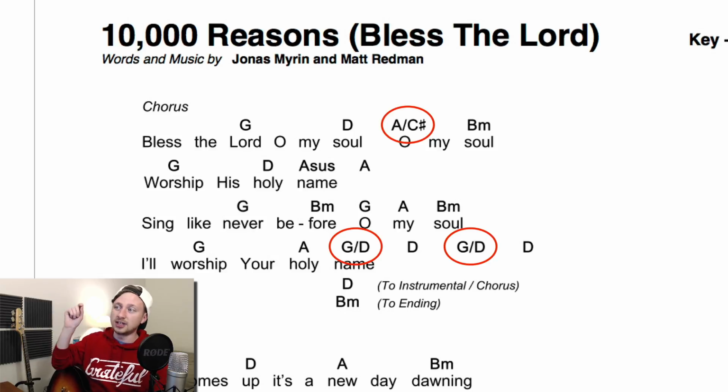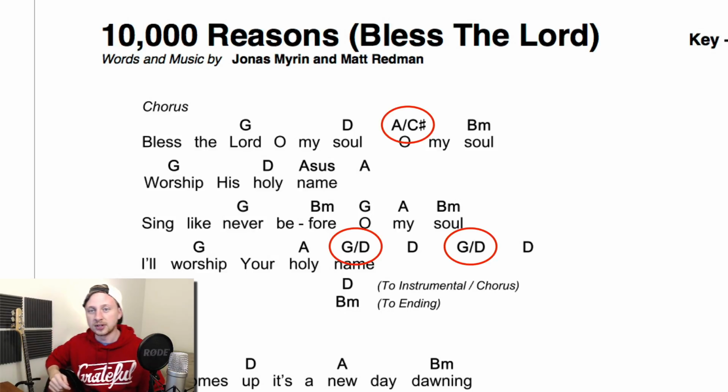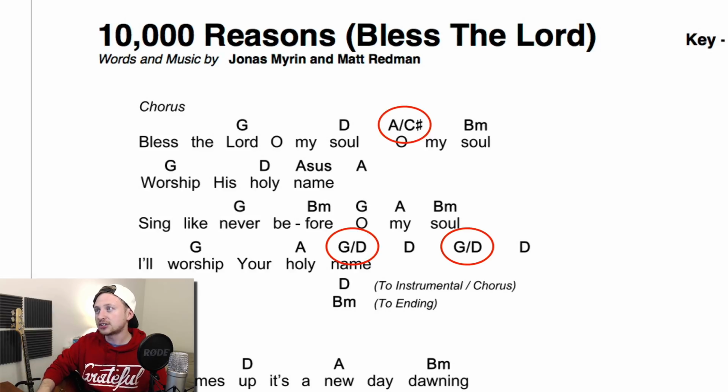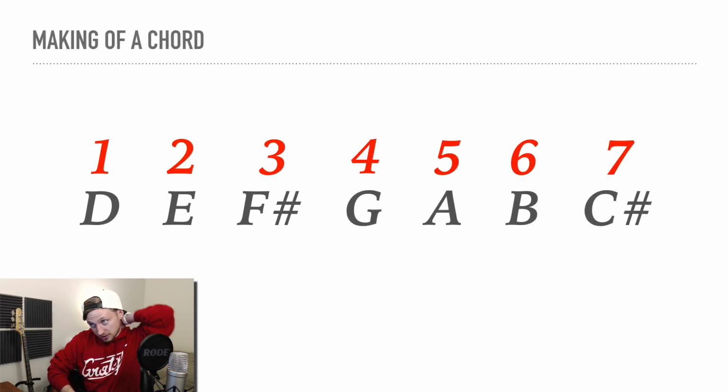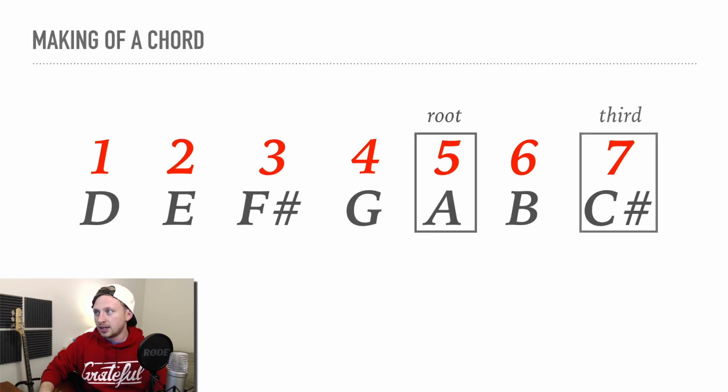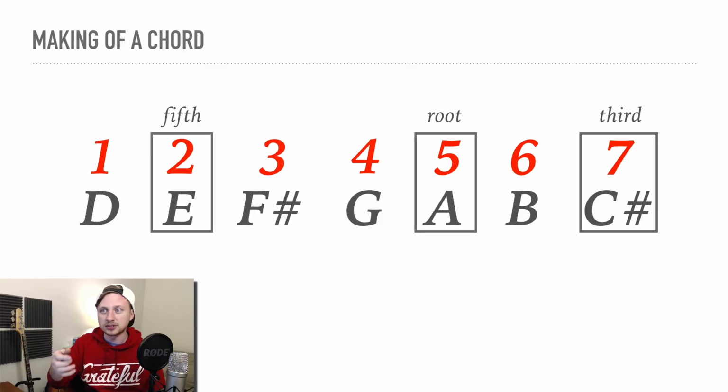Okay, so let's go back to our 10,000 Reasons song that we were working on in the last video, and let's actually work on that first inversion, the A over C sharp, see if we can figure that out. So this song is in the key of D, and so we've got our D major scale up here with our scale degrees, and the chord we're playing we know is an A chord because it was A over C sharp, so the A designates that it's an A chord, and in the key of D, that's chord 5, okay? So we're going to start with our A note, scale degree 5, we're going to move up a third to scale degree 7, in this case C sharp, and then we're going to move a fifth to scale degree 2, which in this case is an E.